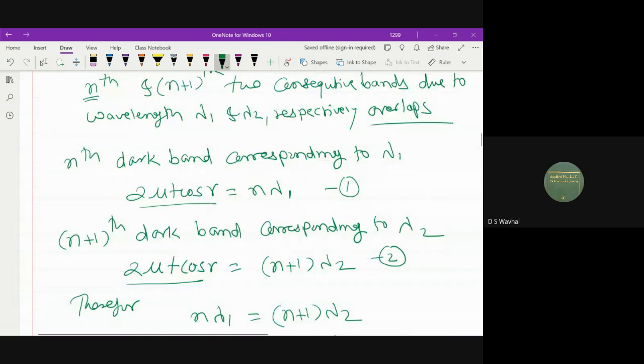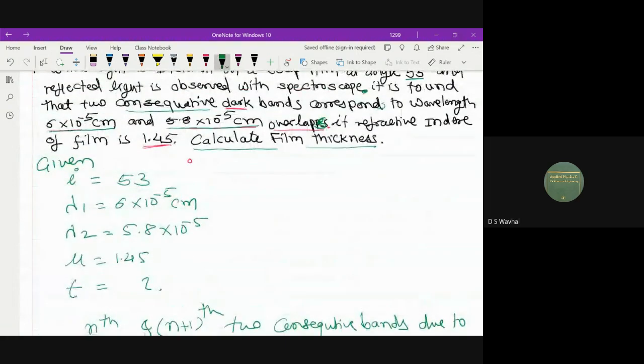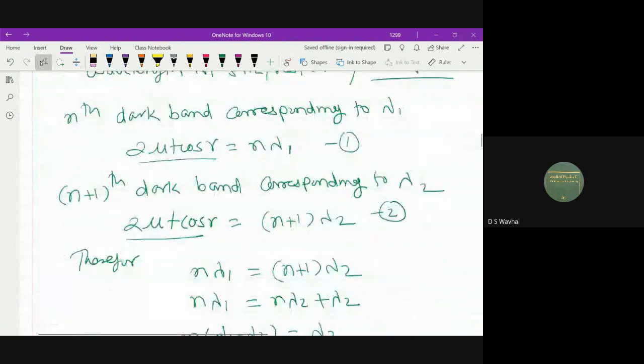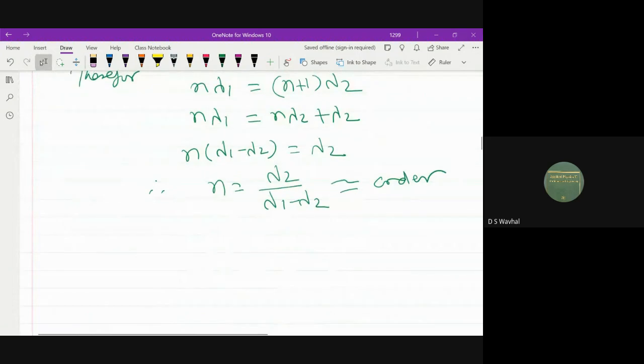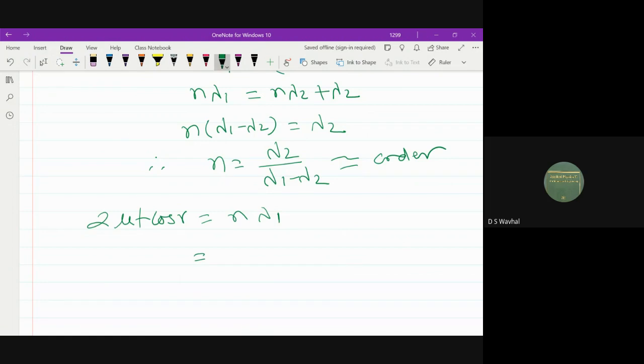And what is asked? Let us see what is asked. Calculate the film thickness. So you can consider either equation 1 or equation 2 to find the thickness. Let us consider equation 1: 2 mu t cos r is equal to n lambda 1. But n is this. So we can write lambda 2 into lambda 1 upon lambda 1 minus lambda 2, that is 2 mu t cos r.